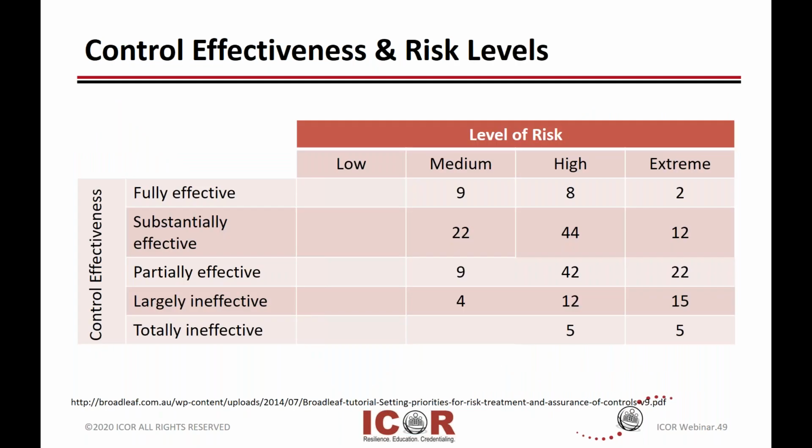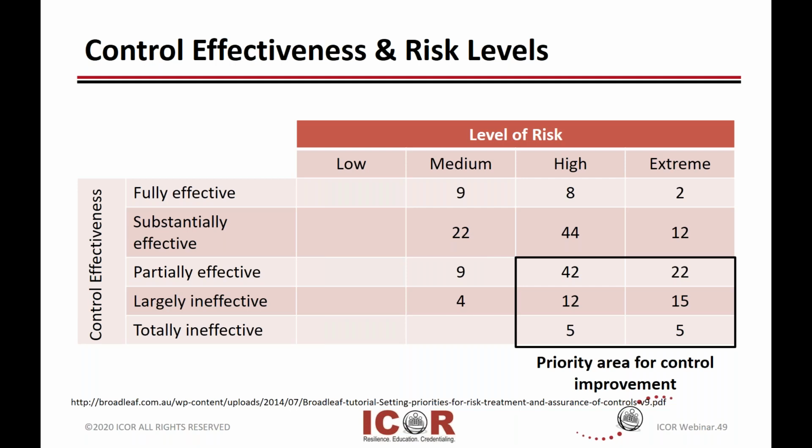So this is another place where you can put together a chart that looks at how effective are our controls and our risk levels. So control effectiveness is on the left, from fully effective to totally ineffective, and then we've got the low, medium, high, and extreme. So if we were going to look at where we should improve, this would be where we're totally to partially effective, and looking at your high and extreme levels of risk.